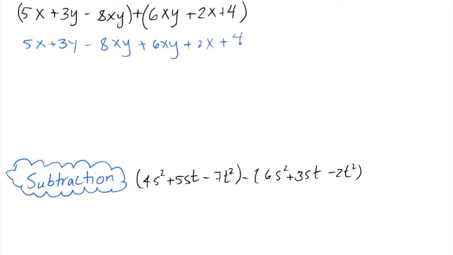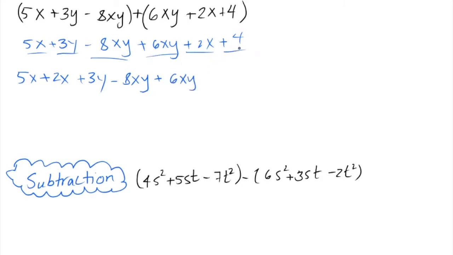And now let's collect the like terms. Which term is like 5x? Something with 1x here. So plus 2x, x to the power of 1. Plus 3y. Is there another term that contains only y? Nope, that's it. Minus 8xy. Anything like that? Yes, plus 6xy. And is there any other coefficient added? No, 4 is the last one.